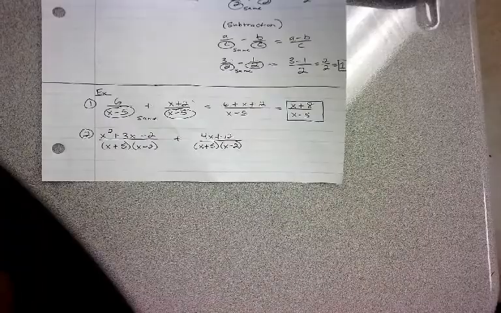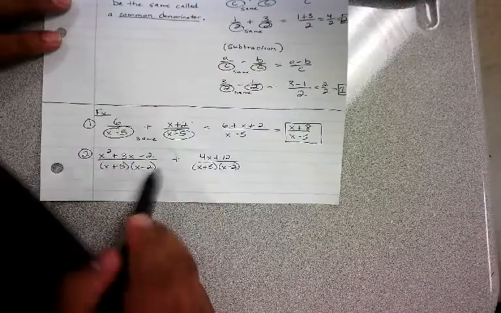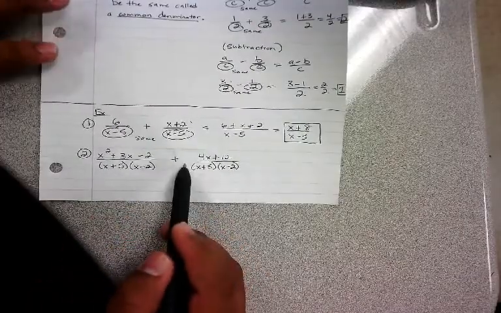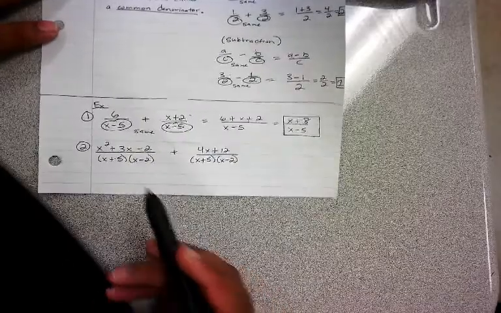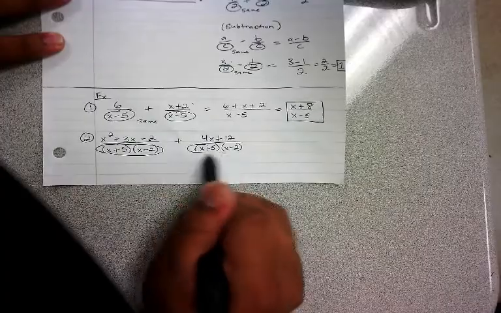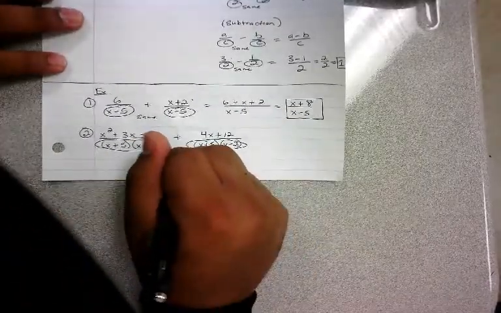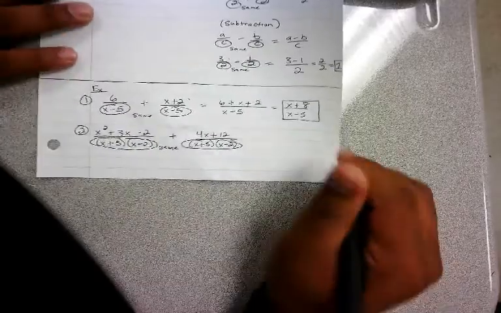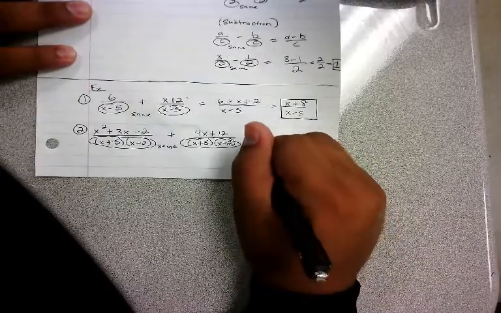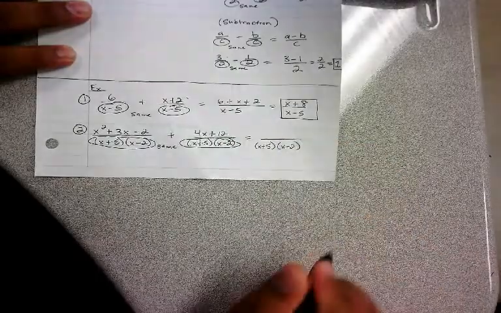Okay, so first thing you do, when you see a rational expression plus or minus another rational expression, you look at the denominators. If they are the same, you can highlight them or circle them, so you know that you're done with them and they're the same. So these two are the same. I'm just going to write it out right here: x plus 5, x minus 2.